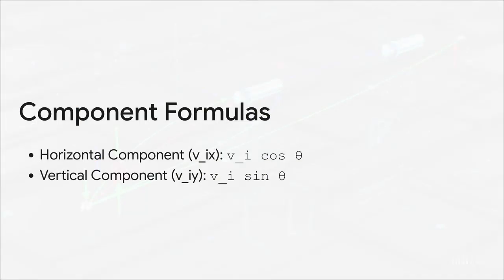And we do this using some basic trigonometry. Just picture that initial velocity as the long side, the hypotenuse, of a right-angled triangle. The cosine of the launch angle gives us the piece of that velocity that's pointed horizontally, our v_ix, and the sine of the angle gives us the piece that's pointed vertically, our v_iy. These two values are our starting points.